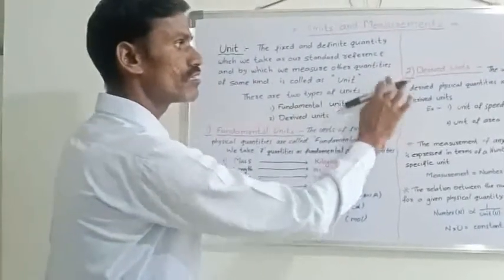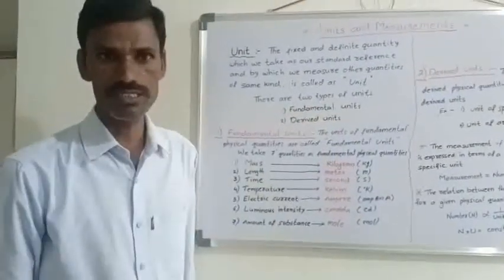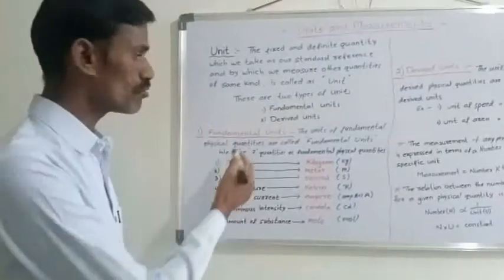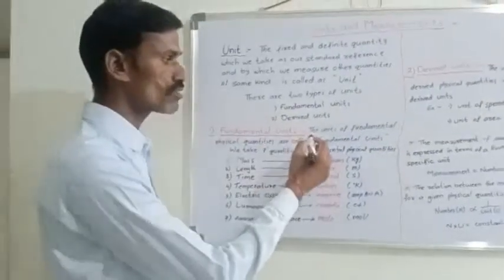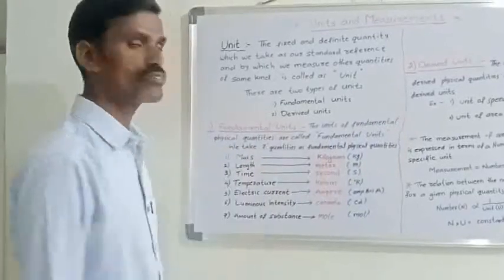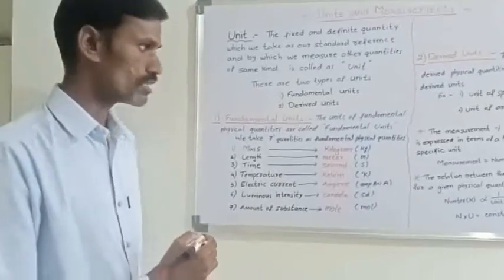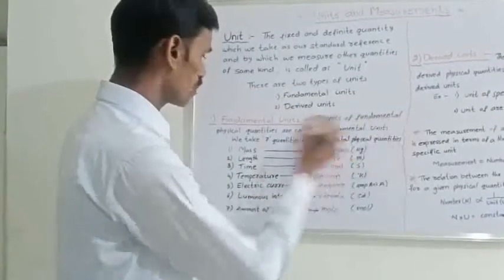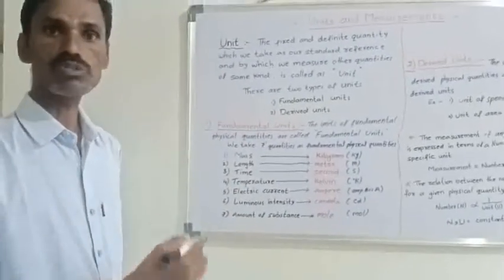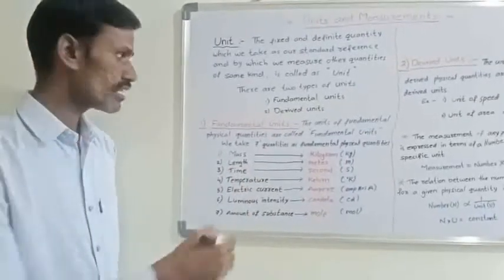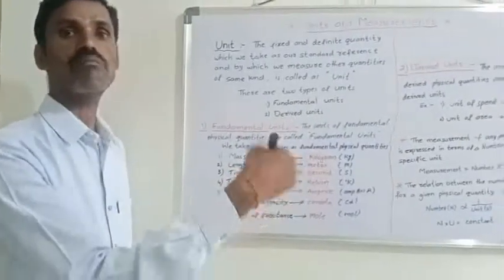Now there are two types of units, that is fundamental units and derived units. Let us discuss what is a fundamental unit and what is a derived unit. Fundamental units are the units of all fundamental physical quantities. What are fundamental physical quantities? Fundamental physical quantities are independent physical quantities. They are not dependent upon other physical quantities. Similarly, fundamental units are also independent units. These units do not depend upon other units.